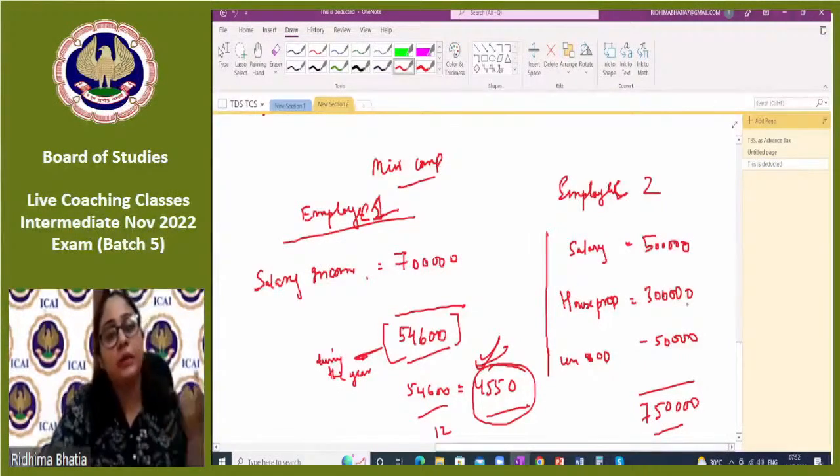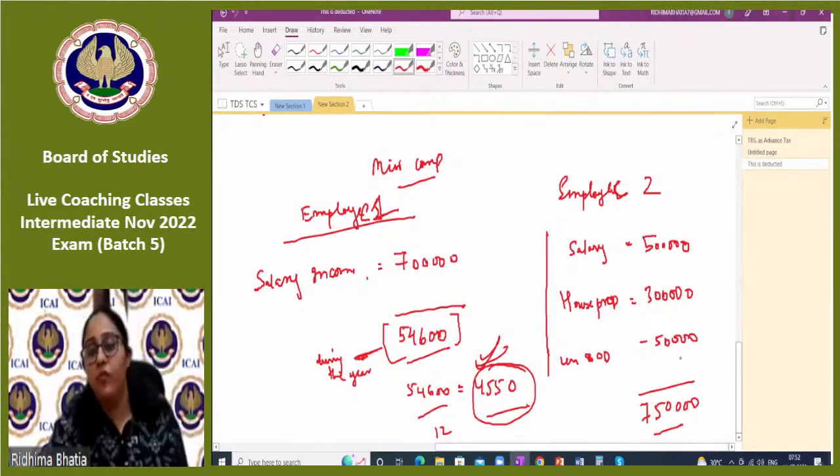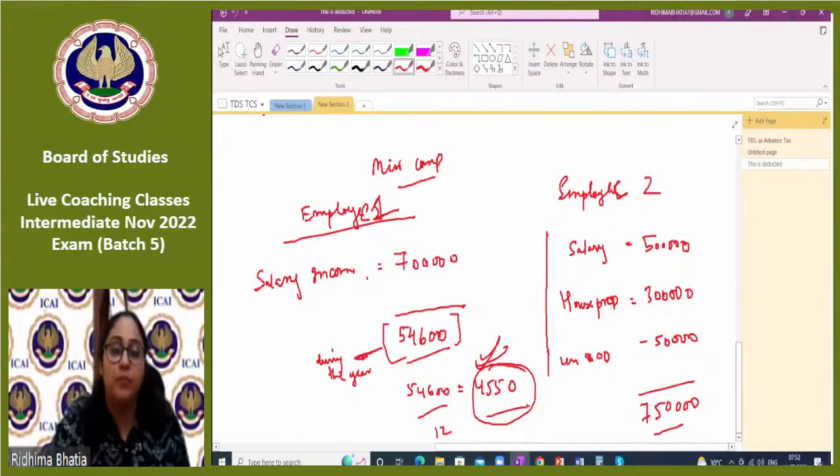What about all the other incomes except salary? Because salary I know how much payment is happening, but house property, other deductions, I have to take note of them. Ma'am, how will they take note?